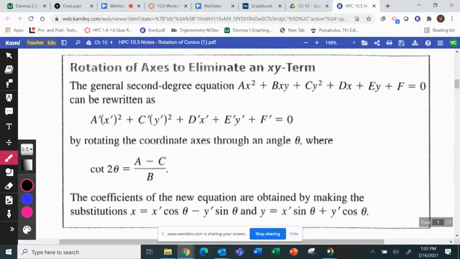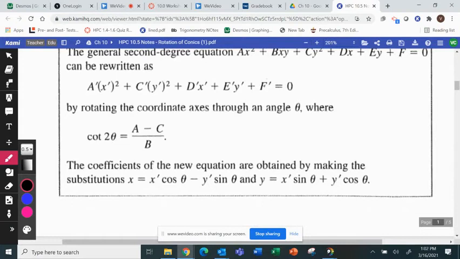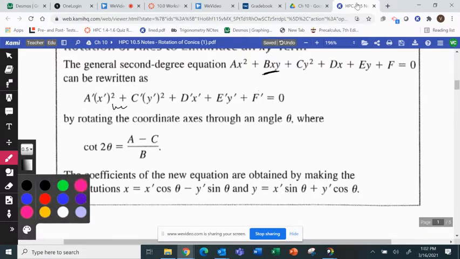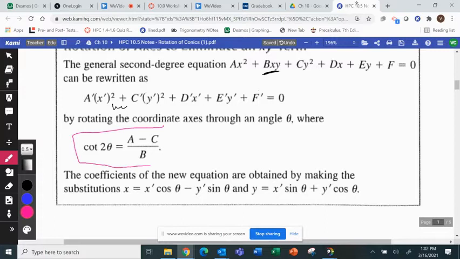This right here is a box that shows two or three very important formulas that you need to know for converting an equation that has the bx term into an equation that's missing the bx term. The first thing that's important will be cotangent 2 theta is equal to a minus c over b. So we're going to use that.